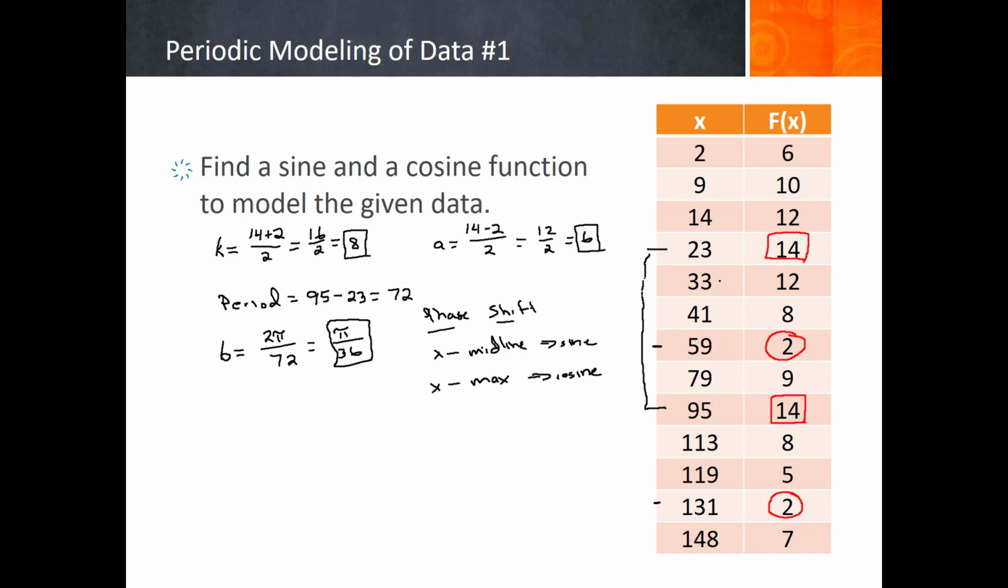So looking at our midline, let's do cosine first. Let's look at the maximum. Where's the first maximum we see? The first maximum is 14, and that occurs at x equals 23.